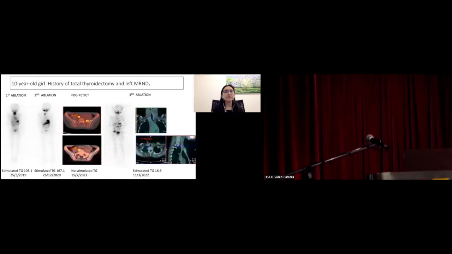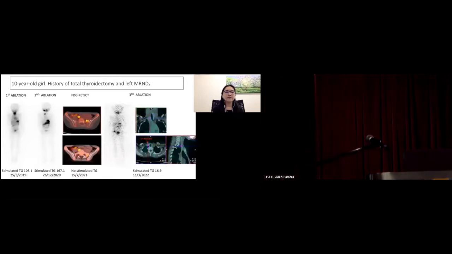Now we move to the second most common oncology cases that utilize SPECT-CT. A 10-year-old girl with history of total thyroidectomy and left modified radical neck dissection. HPE came back as multifocal PTC in both lobes with lymphovascular invasion and cervical lymph node metastasis.